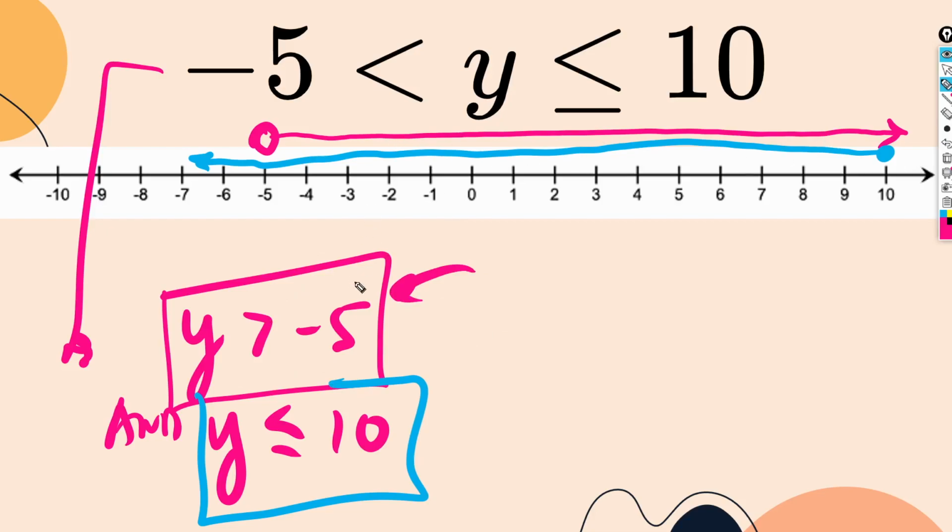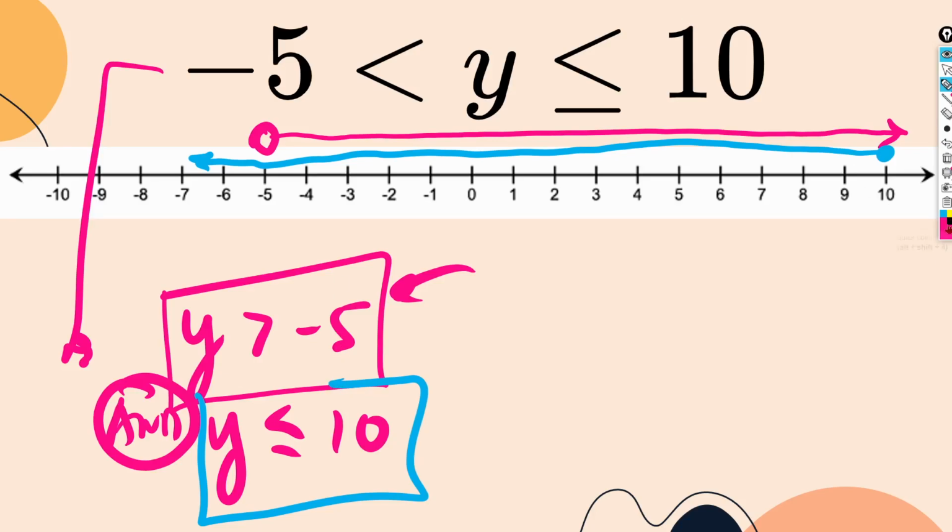Now look at this. Supposedly, yun yung dalawang graph mo, had they been simpler versions of that compound statement. But remember, because this is an and statement, both conditions have to be met. The values you're talking about should be both greater than negative 5 and less than or equal to 10.